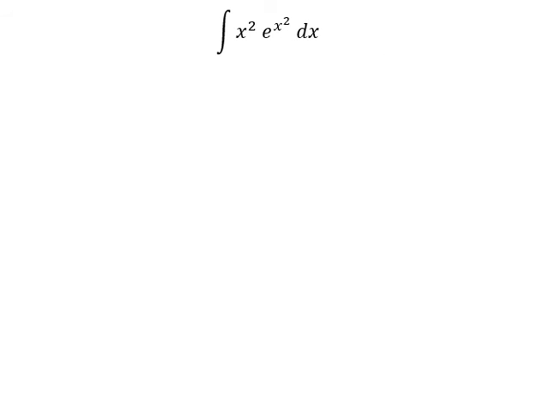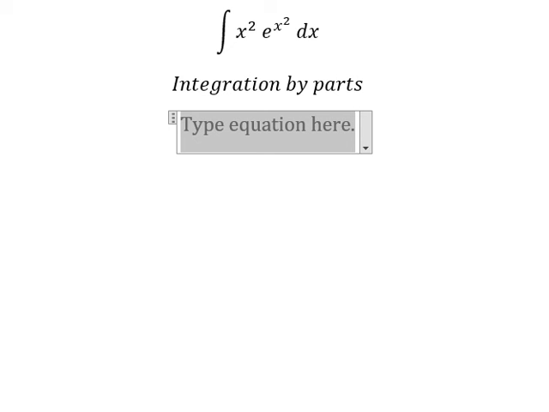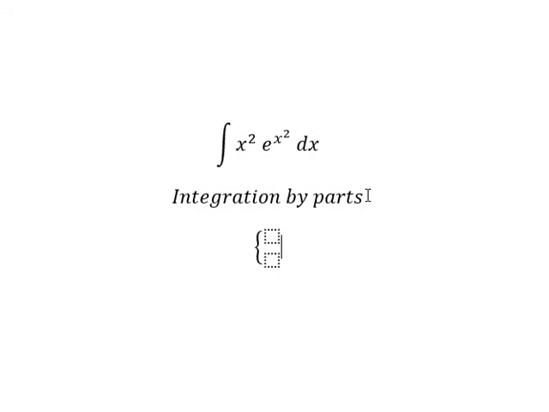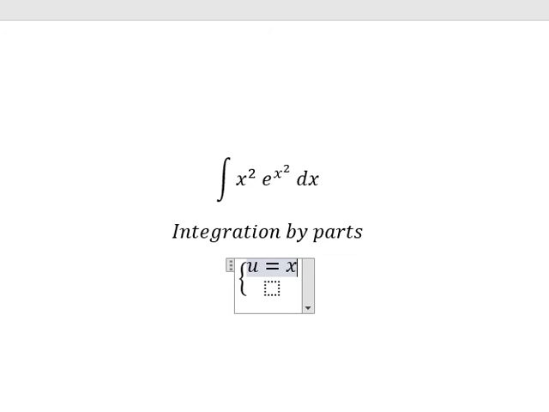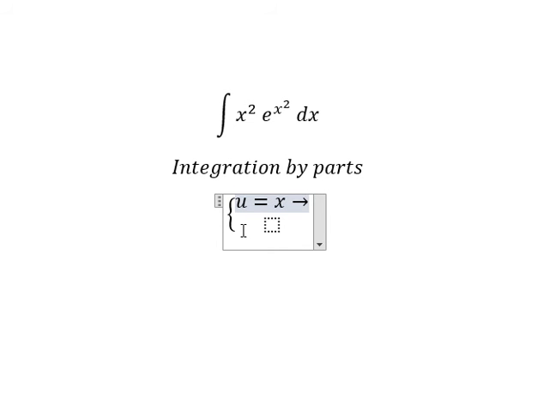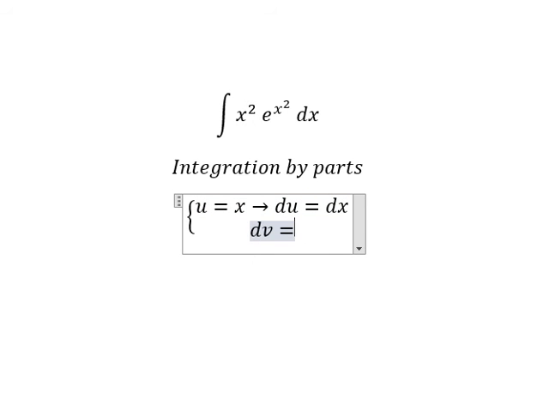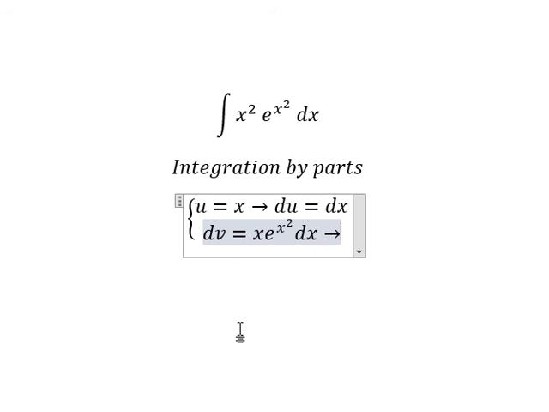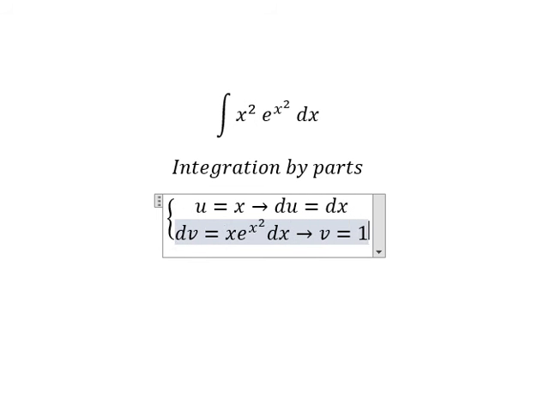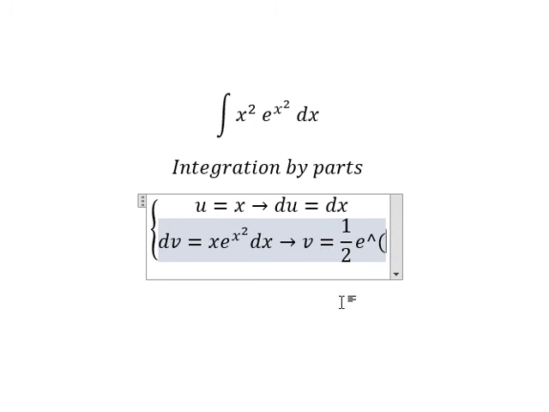We need to use integration by parts. So I will put u equals s. Later, we take the first derivative of both sides, and we have du equals ds, dv equals s e to the power of s square ds. The integration of this one, we have v equals 1 over 2 e to the power of s square.